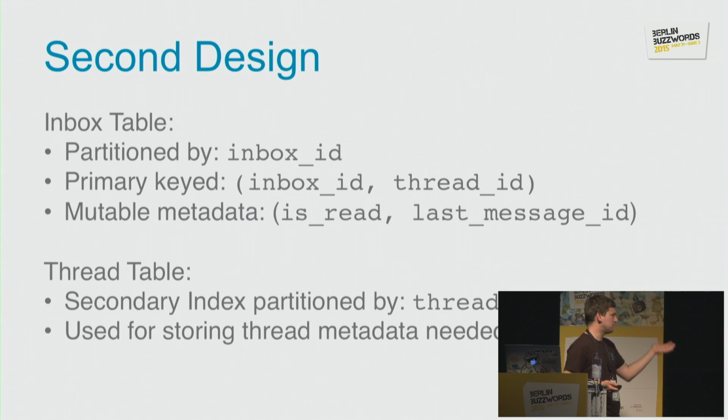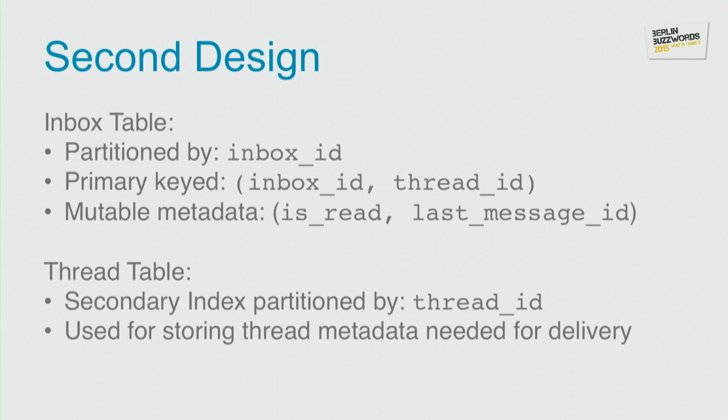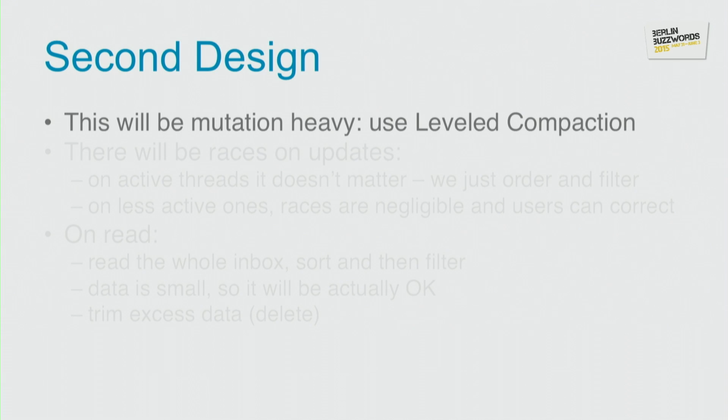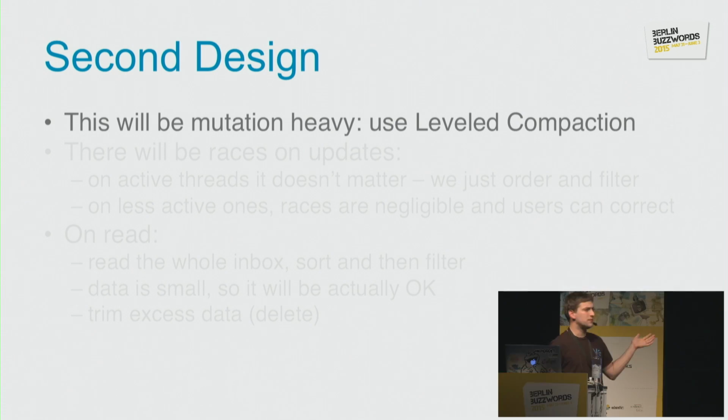And the secondary table, that thread table, basically dropped the use of CRDTs. We just used it as a hand-rolled, manually maintained secondary index. So this was clearly going to be mutation heavy. So we decided to use leveled compaction.